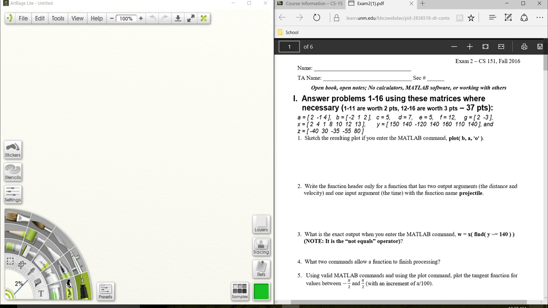Alright guys, this is exam 2 review for the spring. Let's get started. Sketch the resulting plot if you enter the MATLAB command plot(b, a, 'o'). Let's write out what our b is.